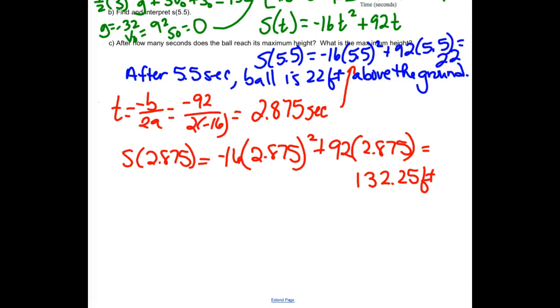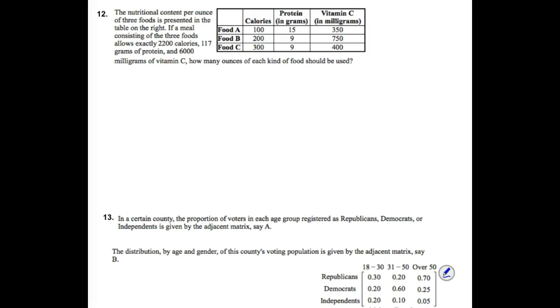Yep. All right. For this one, it says the nutritional content per ounce of 3 foods is presented in the table on the right. If a meal consisting of the 3 foods allows exactly 2,200 calories, 117 grams of protein, and 6,000 milligrams of vitamin C, how many ounces of each kind of food should be used? Okay, so we have 3 different criteria, 1 for calories, 1 for protein, 1 for vitamin C. Yes? We need to create an equation for each of those.